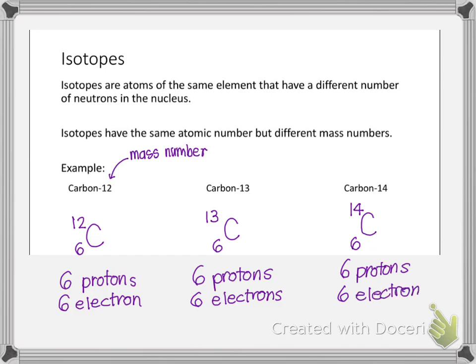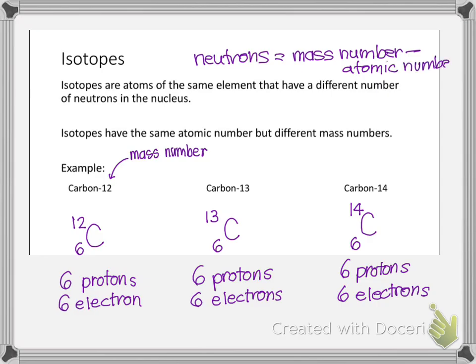And then finally is the mass number. The neutrons, which involve the mass number. So to find the number of neutrons, you have to take the mass number, which is always going to be a bigger number than the atomic number. You can't have negative neutrons. But you take the mass number and you subtract the atomic number. So you're subtracting the number of protons.